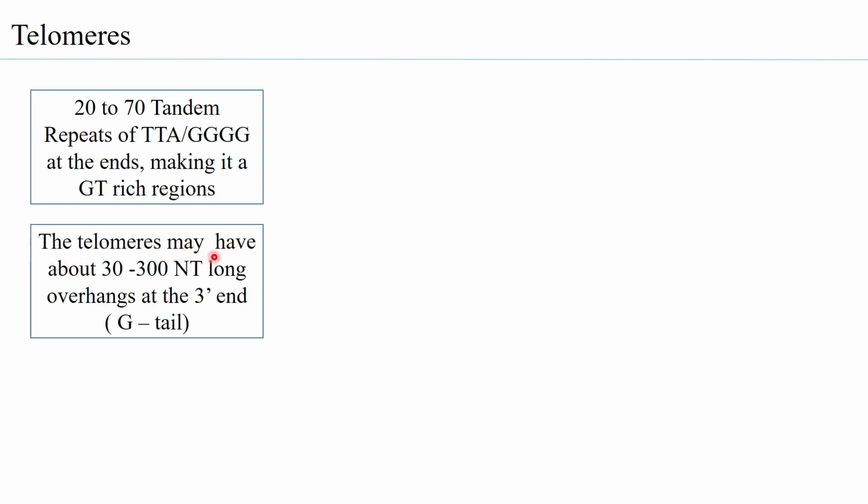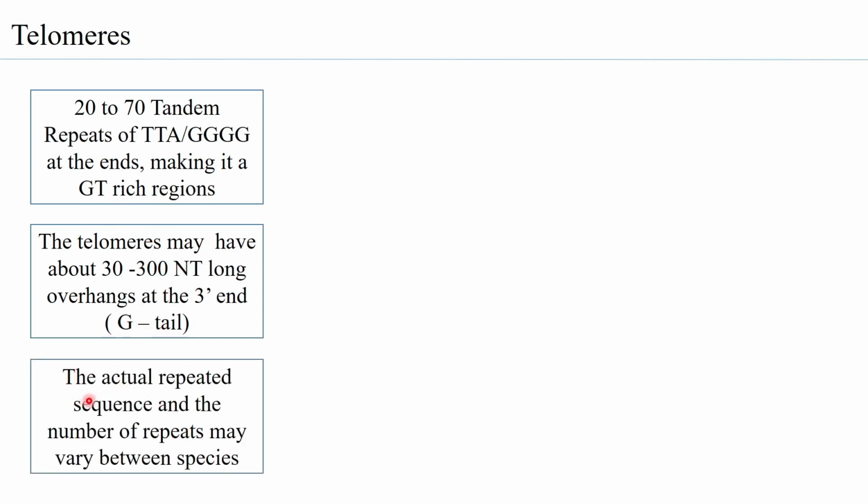Now, these telomeres at their ends may again have an overhang, and these overhangs can be anywhere between 30 to 300 nucleotides long. Those overhangs present at the telomeres are called a G-tail. Why G-tail? Because they are rich in G. Now, the actual repeated sequence and the number of repeats may of course vary from species to species. For example, this TTAGGG is typically found in human telomeres, but when you look at yeast telomeres, the sequence can be a little varied.